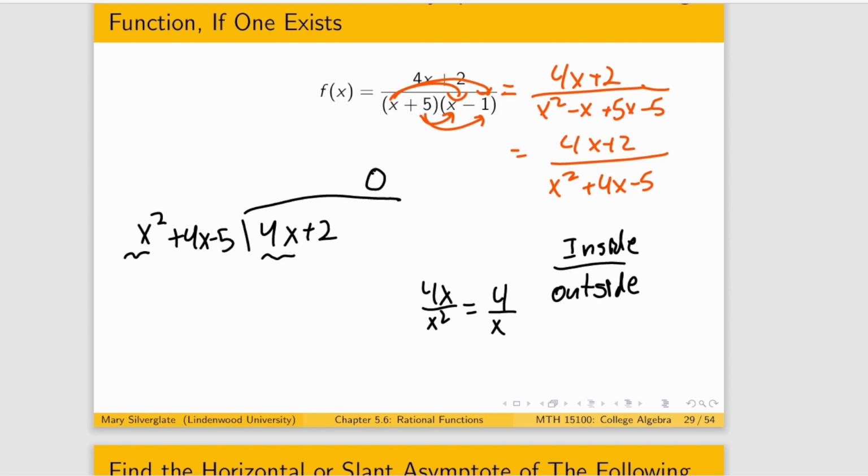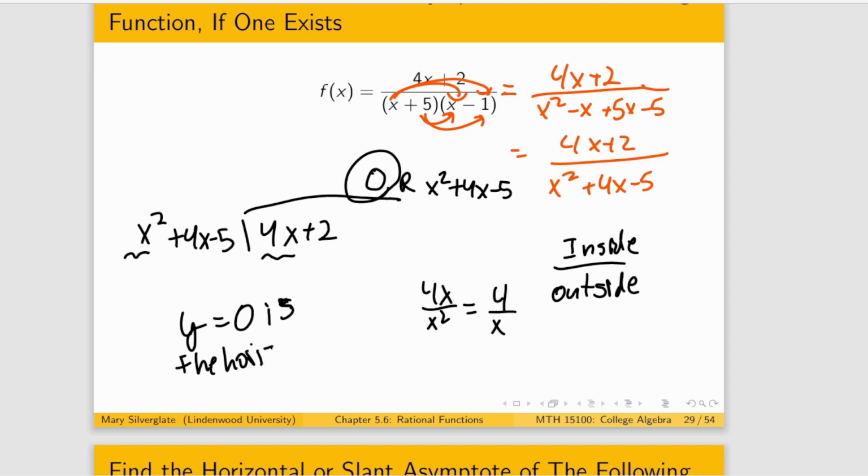So this is just 0 with a remainder of the entire thing. I can ignore the remainder. So that's my literal answer. y equals 0 is the horizontal asymptote.